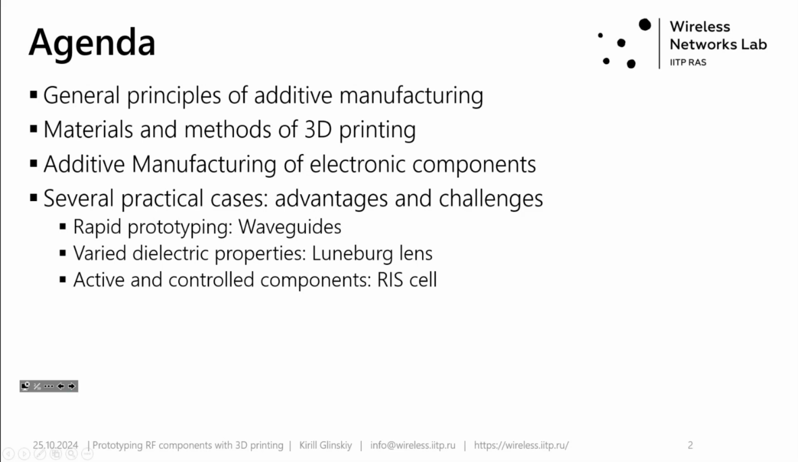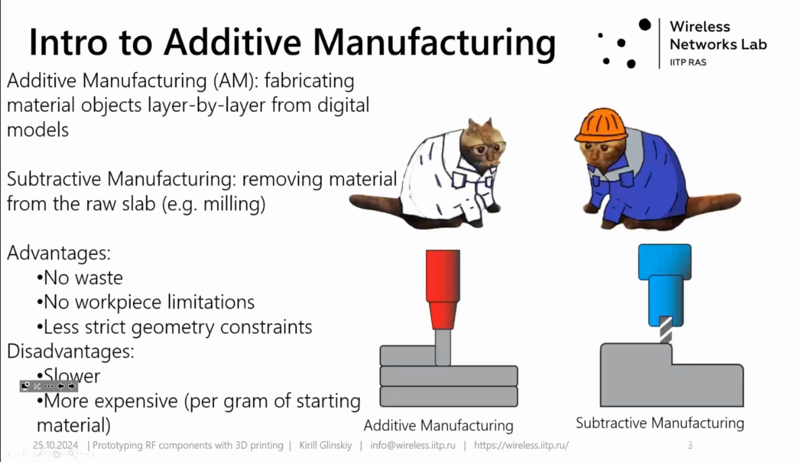So let us dive into additive manufacturing itself. Additive manufacturing is a method of fabricating material objects, details, components, layer by layer, as opposed to conventional subtractive manufacturing, where we start with a large slab of material, which we can drill, we can cut, and we remove material from it. We instead build it layer by layer with some sort of machine, which is often called a 3D printer. There are lots of advantages to this approach.